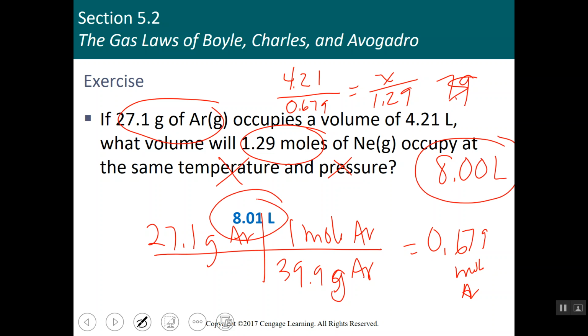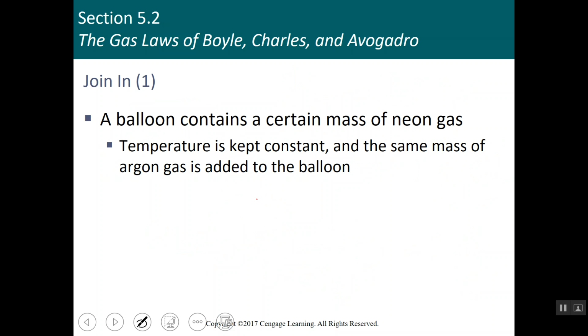Notice it's a little bit different here. They probably use a different molar mass for argon, but it's close enough. Okay, we did increase the number of moles, and so volume should increase.